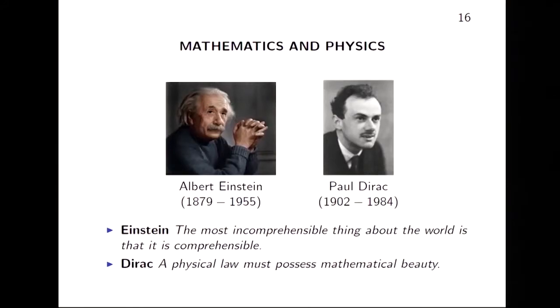Then we move on to physics, mathematics. Two famous, Albert Einstein and Paul Dirac. Einstein is an old man, Dirac is a young man. Einstein said, the most incomprehensible thing about the world is that it is comprehensible. Einstein was the master of sound bites. He was always bothered by the press. He had a nice line for them all. Dirac was a man of few words. He just said, a physical law must possess mathematical beauty.